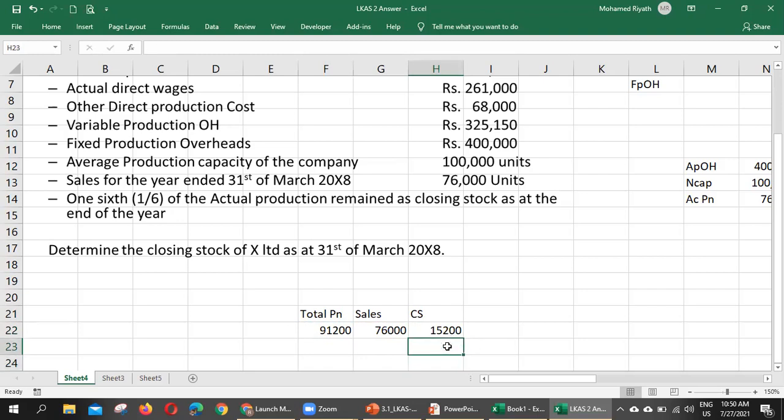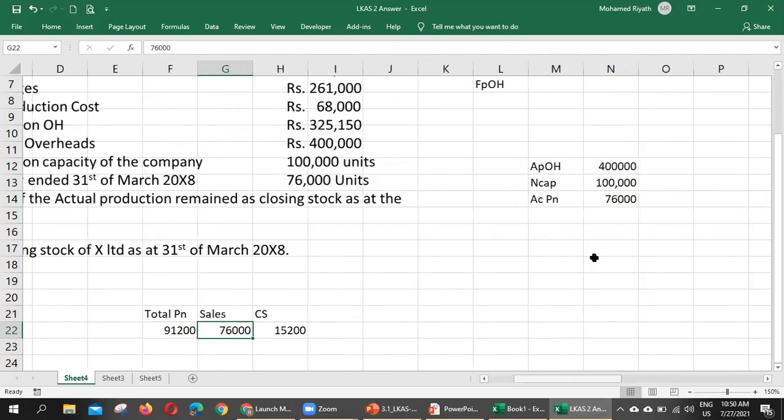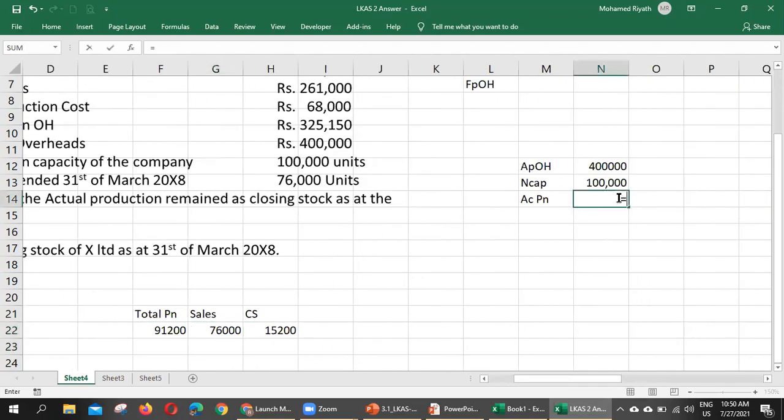Is it clear? What is the idea? So actual production is 91,200. What is the answer? Now, what is the base? We have to take normal capacity or actual production. Here we have to take it for absorption.